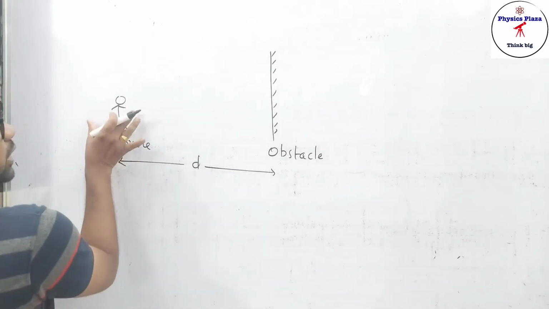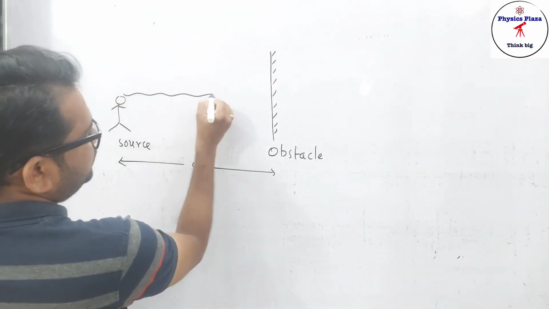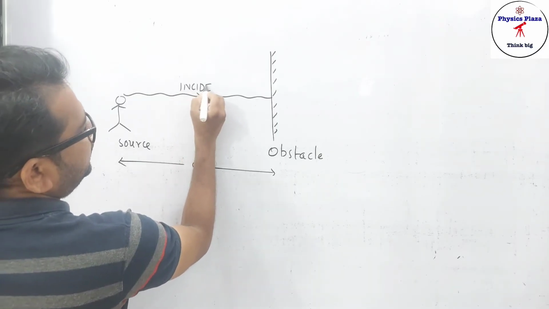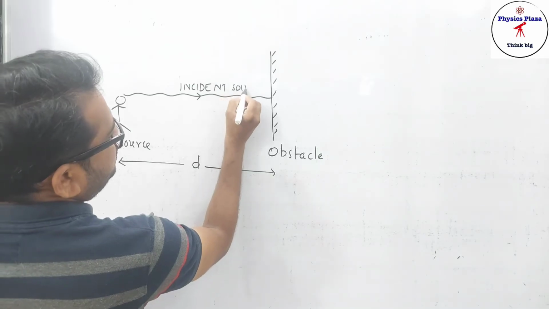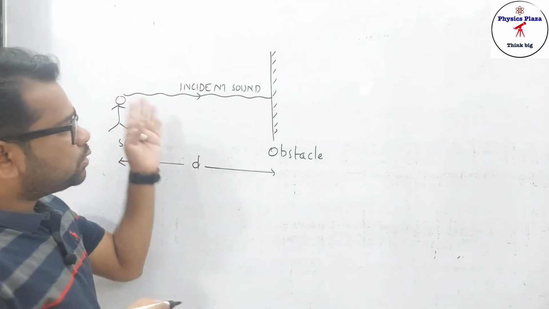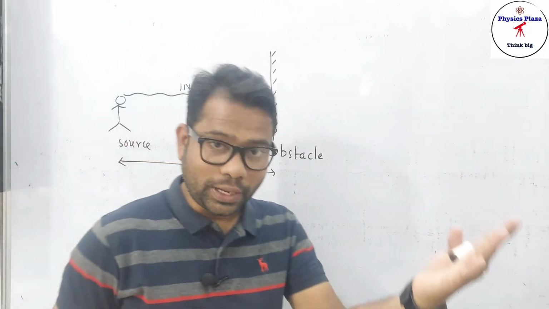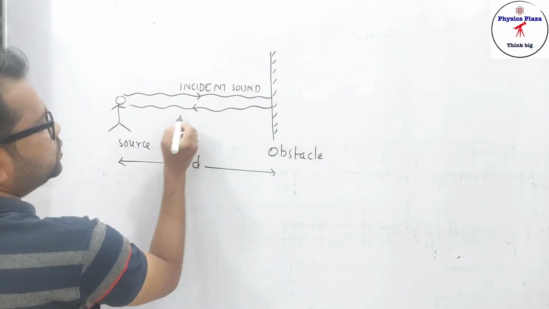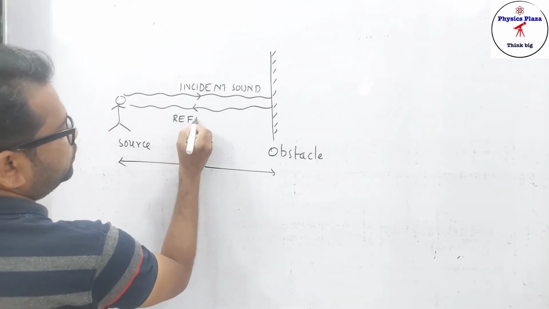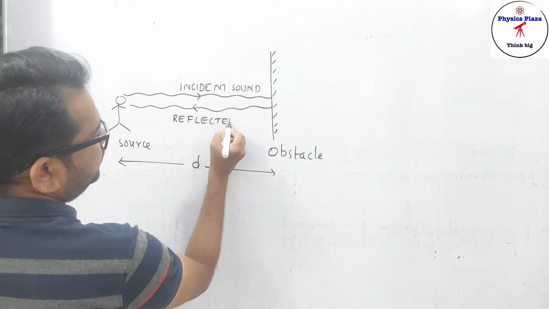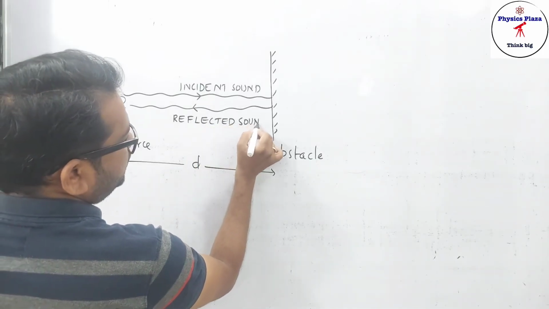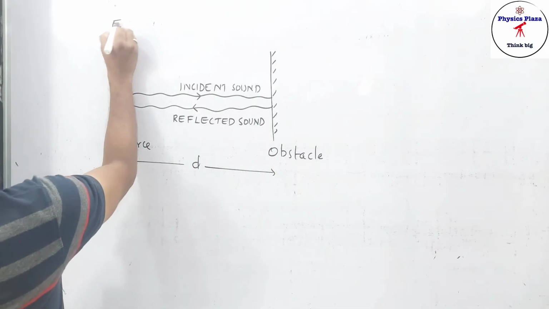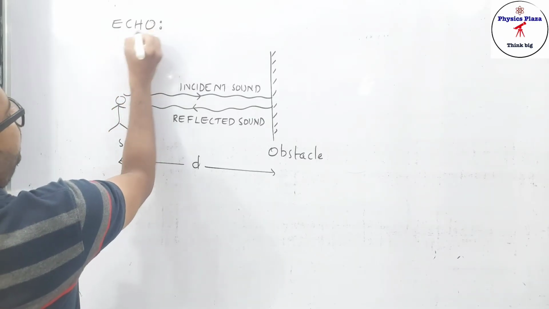Let us see here. So when this person makes sound, children, this sound will travel towards an obstacle. This we can call an incident sound. So when sound strikes any surface, like light, it gets reflected back. This one we can call a reflected sound. Children, these reflected sounds only we can call an echo.